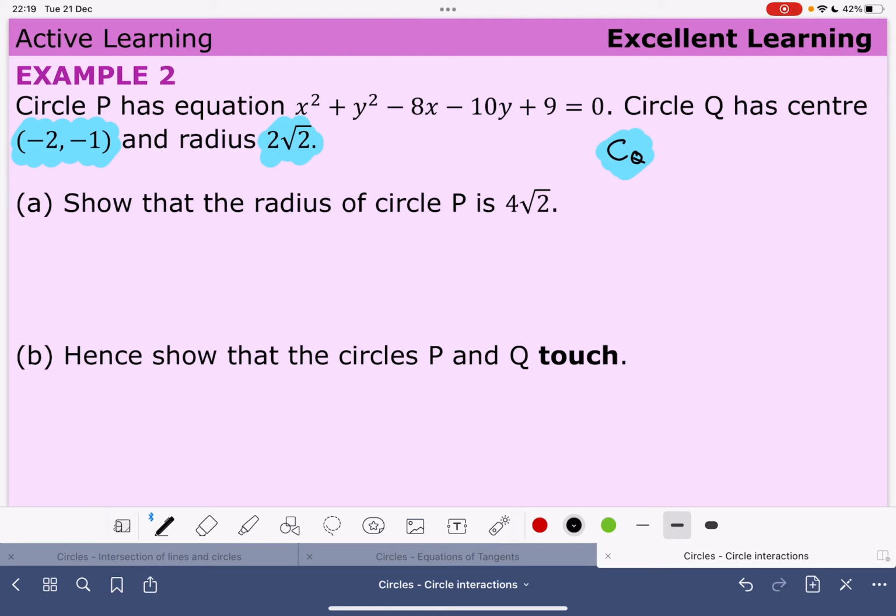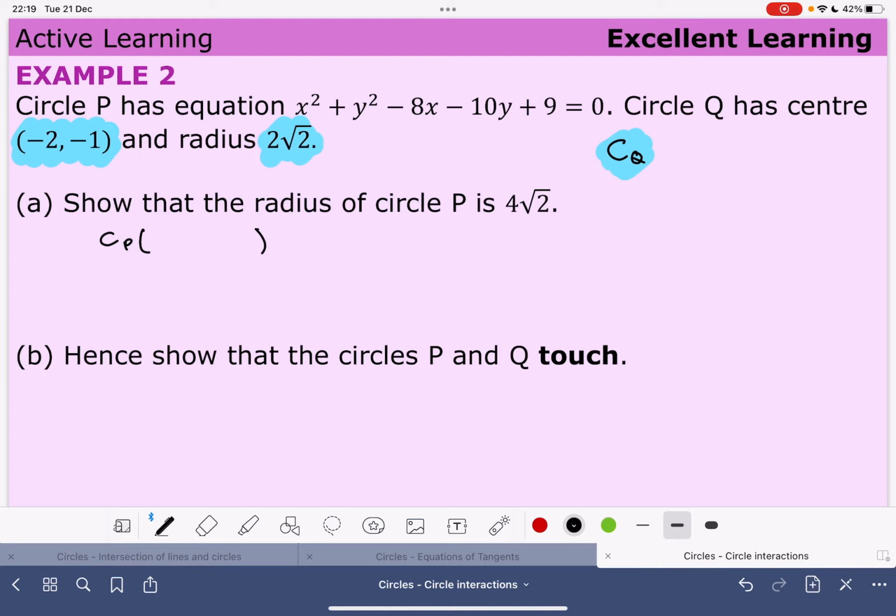Okay. Show that the radius of circle P is 4 root 2. Now, I can see where this question is going. Show that these circles touch. But anytime I get given an equation, I'm going to write down two things. So yes, it asks me for the radius, but I'm also going to write down the centre whilst I'm at it. So I'm going to write down the centre of P.